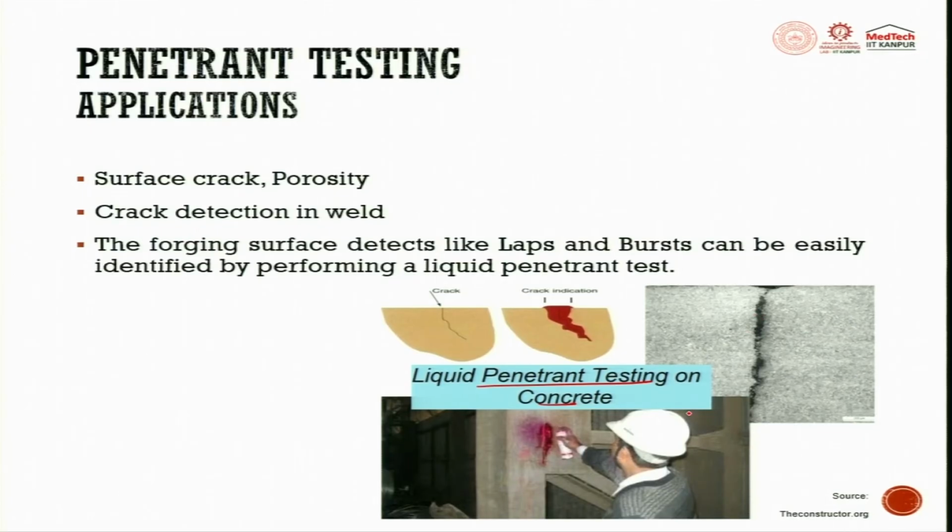While taking out this system, we see the pattern of that test, how the crack has been developed, what is the shape, what is the size of that, and what volume of liquid has gone in it. So surface crack or porosity can be identified using this. Crack detection in weld could be taken care of using these kinds of tests. Forging surface defects like laps and bursts can be easily identified by performing a liquid penetrant test.